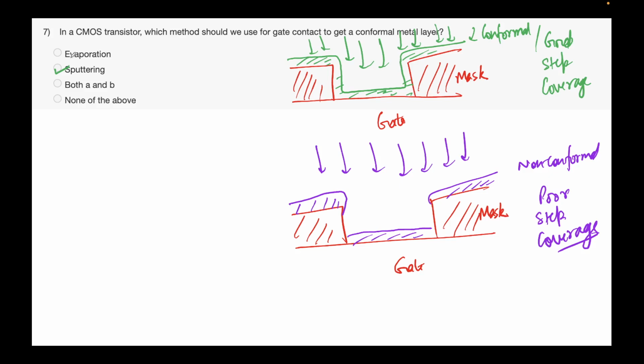If you want like this, there are some applications where we want this, some applications where we want this, depending on the application. If you want non-conformal, use an evaporator. Okay, so I should say this is sputter, right? And the one which is below, in the purple one, that is your evaporator. This one is evaporation or evaporator system.